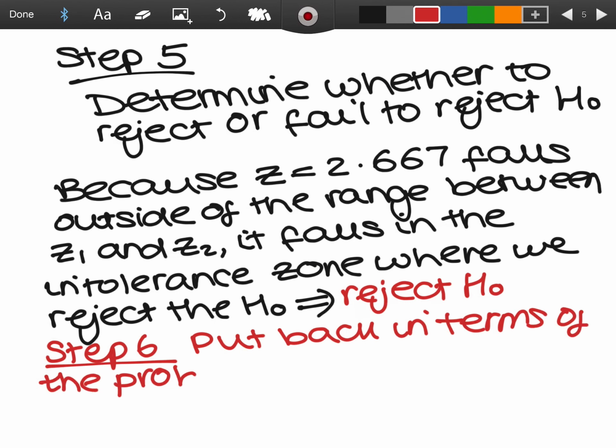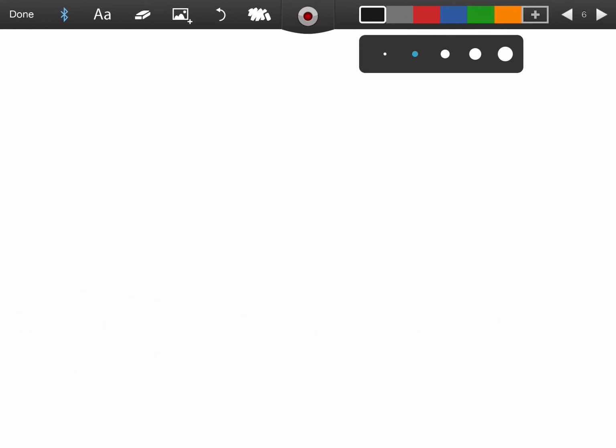Okay, this is a major step because people always forget this. They forget what they're actually trying to prove. So always put it back in terms of the problem. In our case here, that means that we are going to accept the fact that the mean is actually different than 150. That means that we think that sophomores actually read at a level that is different to 150 words per minute.